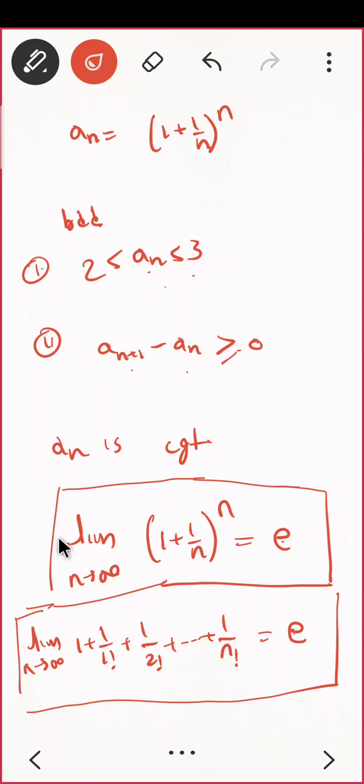You just prove that this sequence a_n is lying between 2 and 3, and a_(n+1) minus a_n is positive. That means it is an increasing sequence, monotonic increasing and bounded above. Here we are having both bounds, lower bound and upper bound. If we can do that, then that's it. I just give this as an exercise to you. Okay?